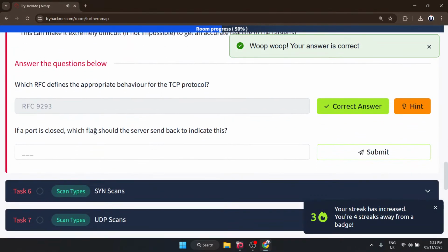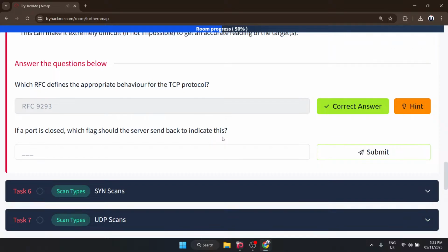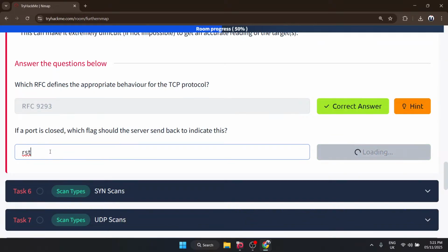And if a port is closed, which flag should the server send back to indicate this? Yes, Louise, you are correct. It is RFC 9293. And if a port is closed, it will reply back with the reset. Yes, you're correct.